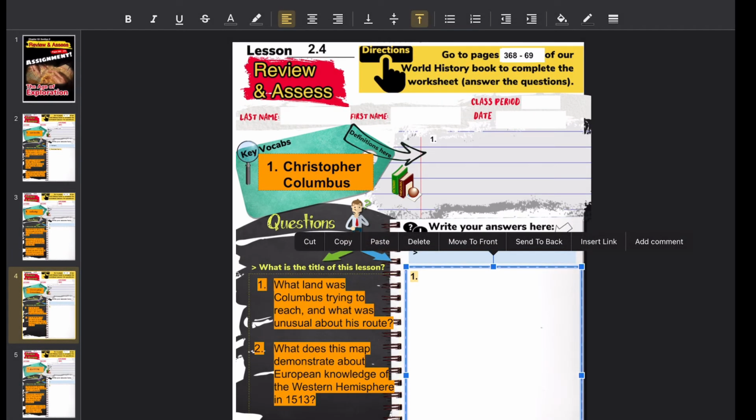So let me repeat the questions. Number one, what land was Columbus trying to reach and what was unusual about this route? Number two, what does this map demonstrate about European knowledge of the Western Hemisphere in 1513? So you're basically answering the questions. Number one, about the journal written by Columbus, an excerpt, a quote from that journal. And number two, interpreting the map that was created by Waldseemüller.